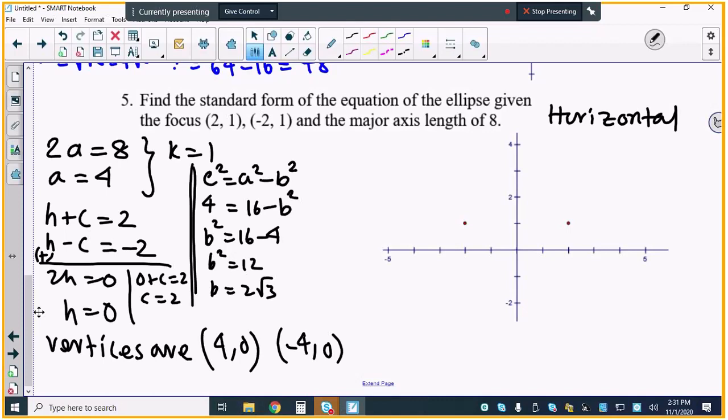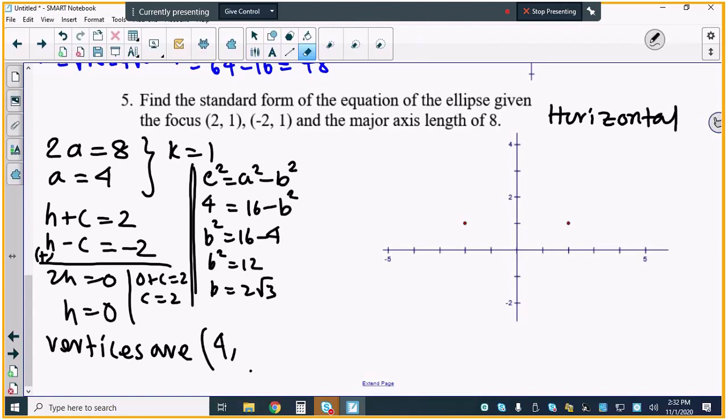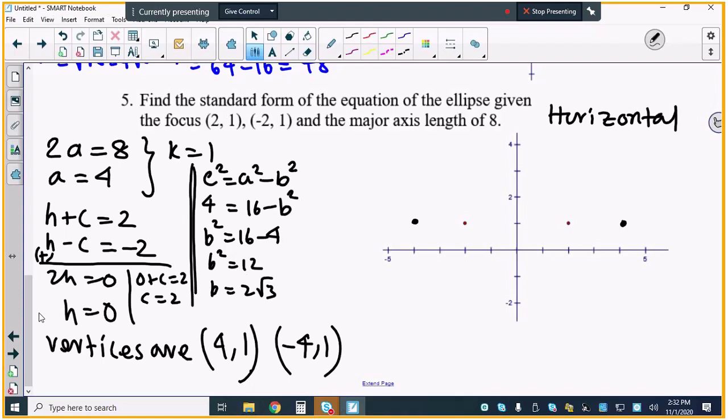So the two foci are given to me, negative 2 comma 1 and 2 comma 1. We have found out the vertices are at negative 4 comma 1. I'm so sorry again. It should be negative 4 comma 1 and 4 comma 1 because k is 1. So they are here and here. The center is h comma k. So for this ellipse, the center will be given by h is 0, k is 1. So it's 0 comma 1, which is here.